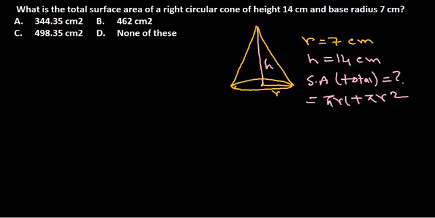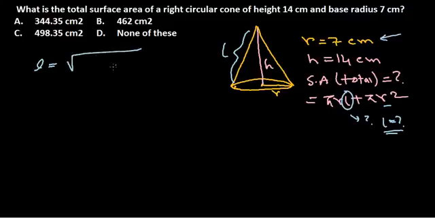Among these values, R is already provided, but we don't know L. So we need to find L first to calculate the total surface area of the cone. L means this distance, the slant height. We know H and we know R, so we can calculate it. L equals the square root of H square plus R square, right? So that's how we get L.